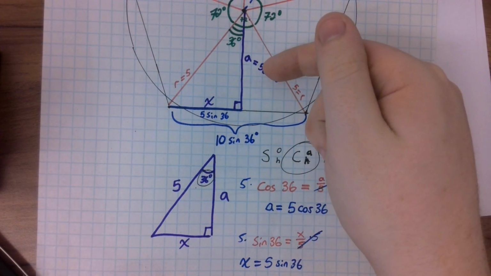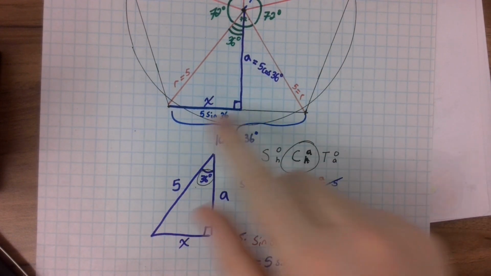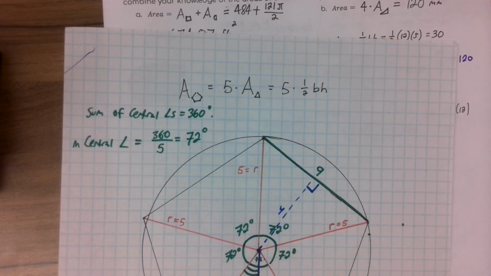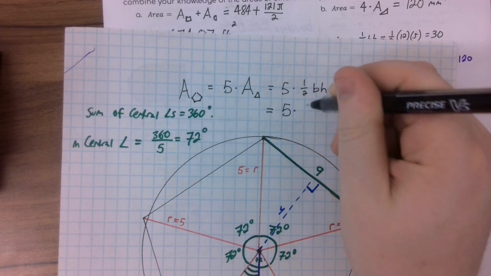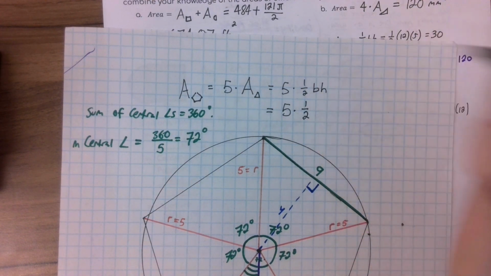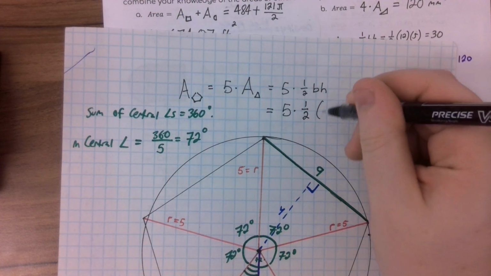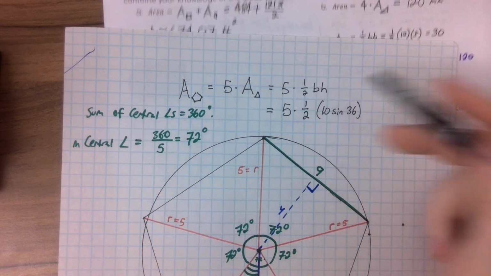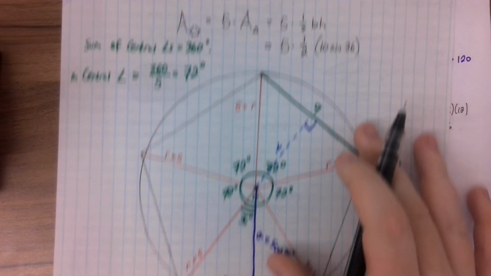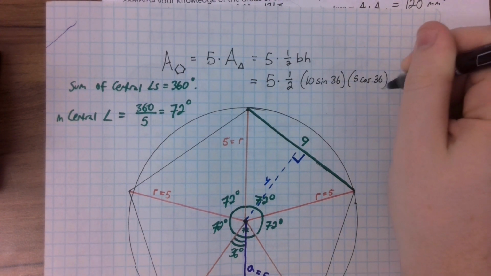We have now found the missing pieces. We found our height, which we call the apothem, and we found our base, which is just a side of the pentagon. The area of this pentagon, then, can be given by this. 5 times 1/2. Our base, again, was the side of the pentagon that we found. It was 10 sine of 36. And the height, our apothem, was 5 cosine of 36.